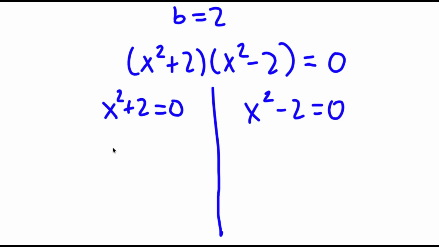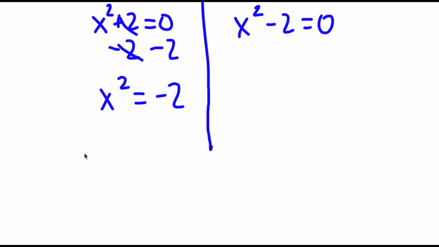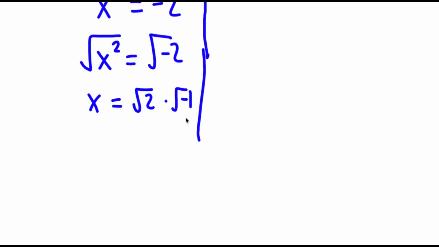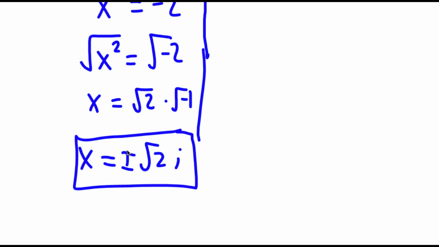So for x squared plus 2 equals 0, I can subtract 2 on both sides, so then these two cancel out, and I have x squared is equal to negative 2. So now to solve this, I'm going to take the square root on both sides. Square root of x squared is x, and the square root of negative 2 is the square root of 2 times the square root of negative 1. Now if you guys already know, the square root of negative 1 is equal to i. So I have x is equal to positive or negative square root of 2i.